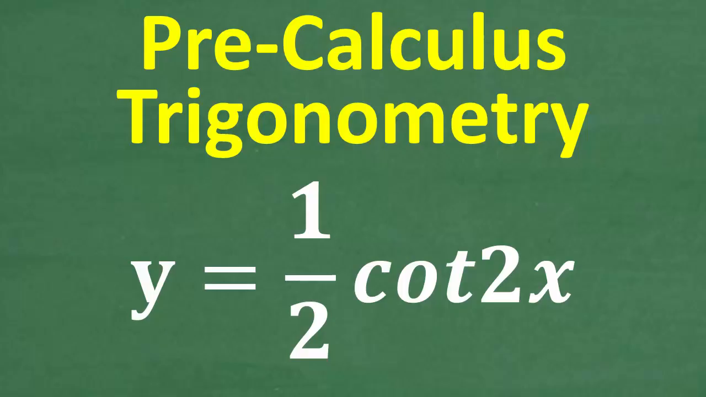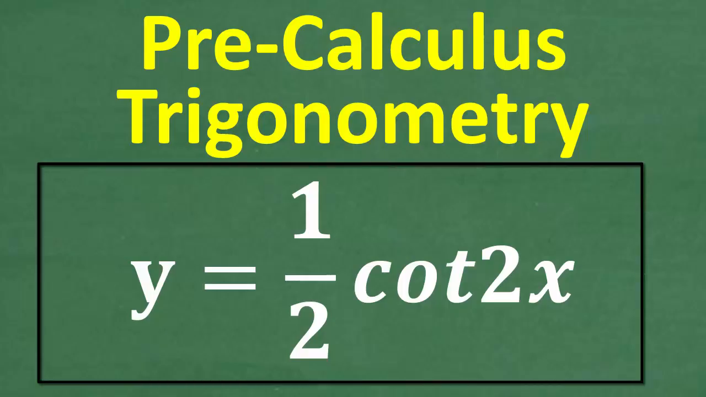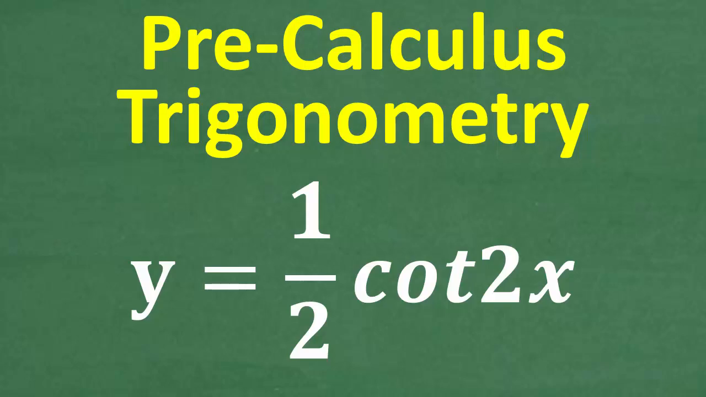Now, in this particular video, I'm going to cover how to graph this function right here. We have y is equal to 1/2 cotangent 2x. Now, if you want to do this problem with me, you might want to pause the video and see if you can come up with the sketch of the graph. But this is the type of problem that you're going to have to do at this level of advanced math.